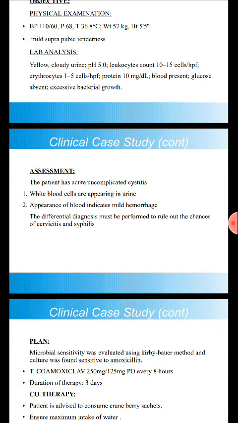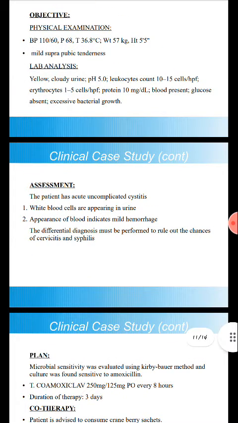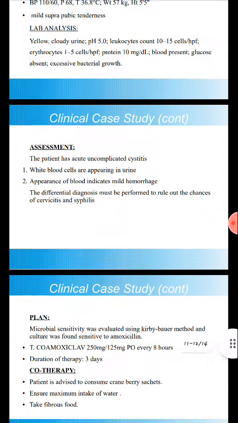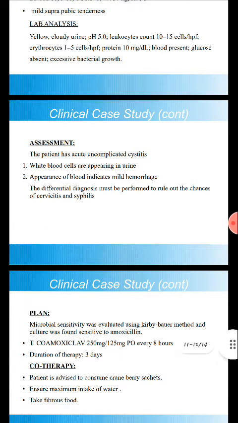Assessment, we assess that the patient has acute uncomplicated cystitis. Cystitis is the inflammation or the infection of the lower urinary tract, or we can say the bladder. There are white blood cells appearing in the urine. We can see the leukocyte count is higher, which means WBCs are appearing in the urine. The appearance of blood indicates mild hemorrhage. There is very mild bleeding due to the infection.